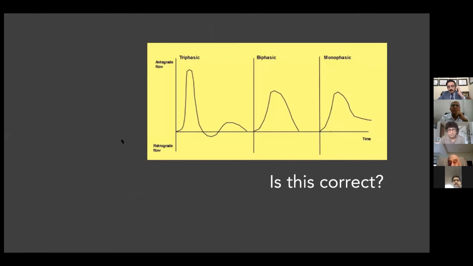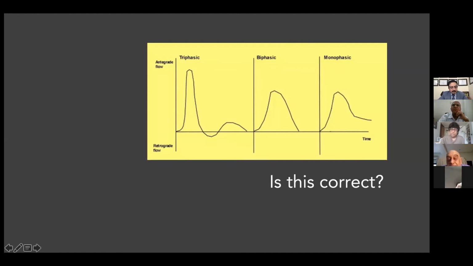Usually you might get one of the three. One is a triphasic spectral waveform. You could get a biphasic or a monophasic spectral waveform. Now, if you were to ask what I've depicted here and what I've labeled as biphasic and monophasic spectral waveform, is this a correct representation?